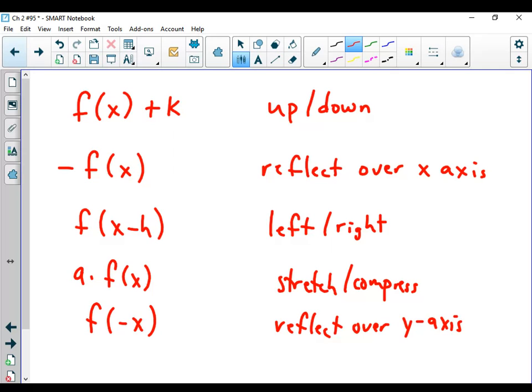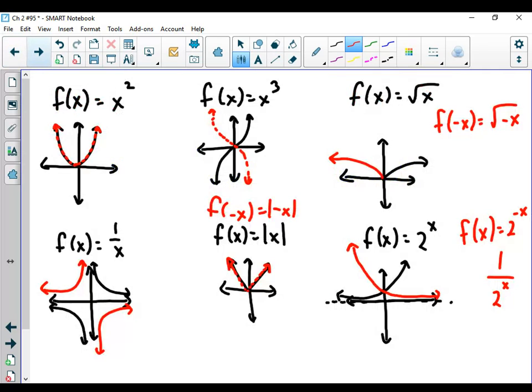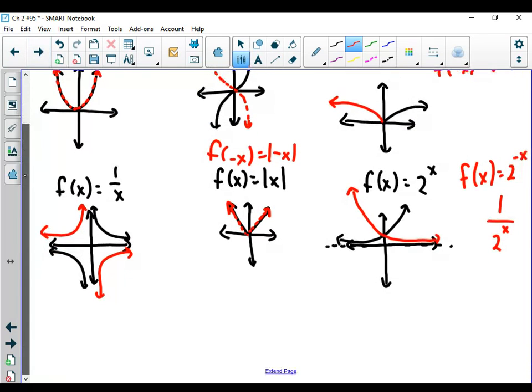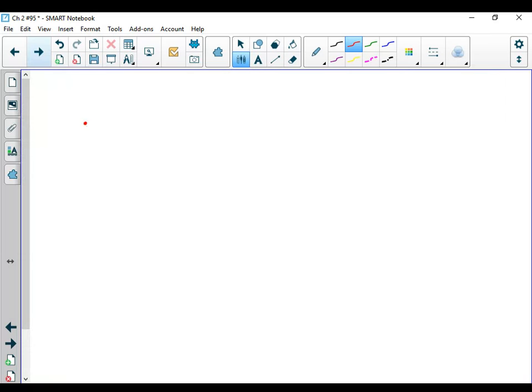Well, we're going to use that result to make a decision about naming our functions. We're going to try to fit our functions into one of three categories: either an even function, an odd function, or we're going to say it's neither one. Here's how we're going to make that decision. If I did the reflection over the y-axis and I ended up with the exact same graph that I had before, that's considered an even function.